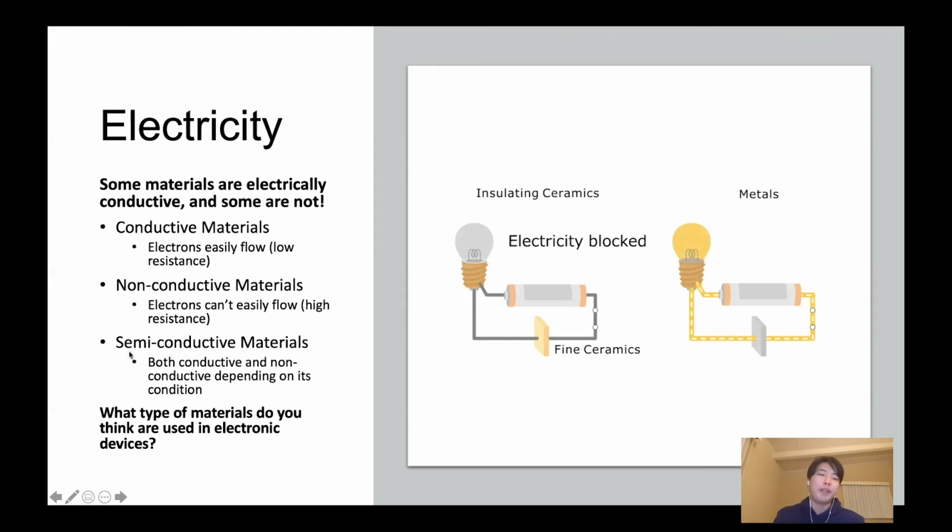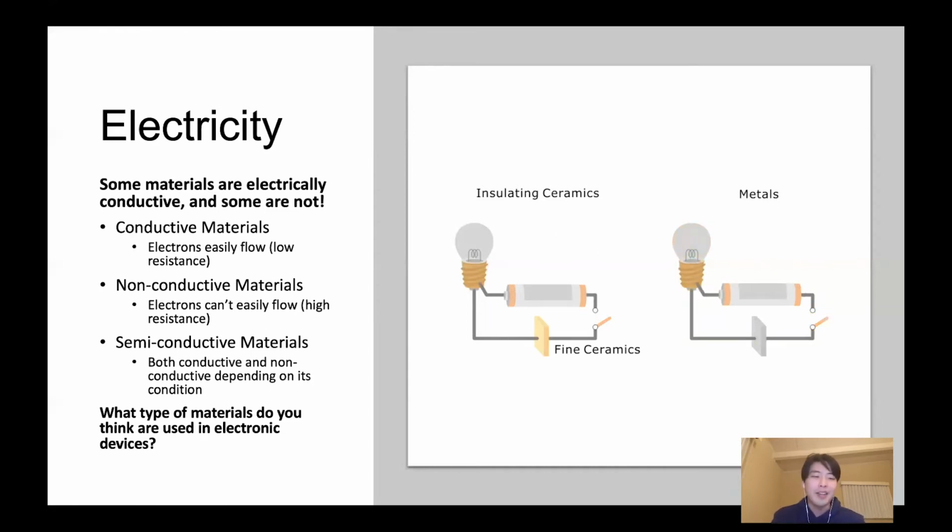Now there's one more piece. This one's called semi-conductive. Semi means like both a little bit, right? Exactly right. So semiconductive materials are really useful because why? They're both conductive and non-conductive depending on their condition. So the best example of a semiconductor is silicon.